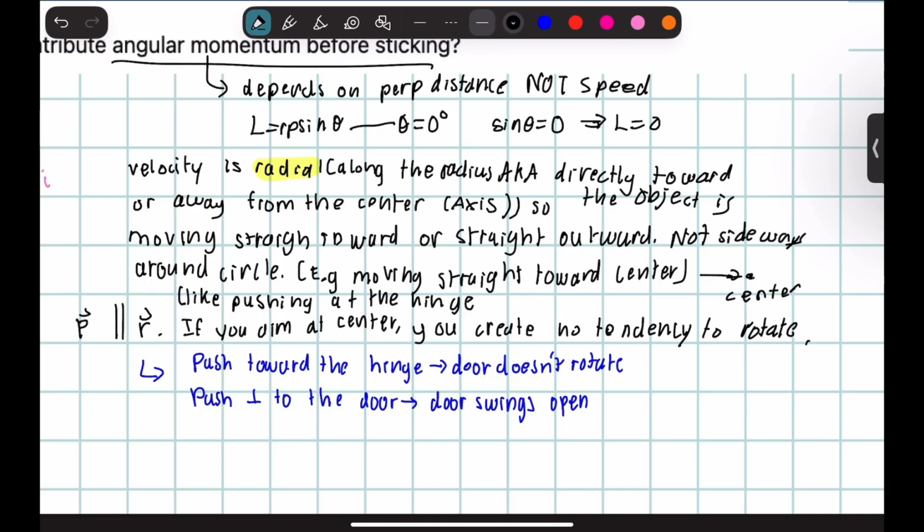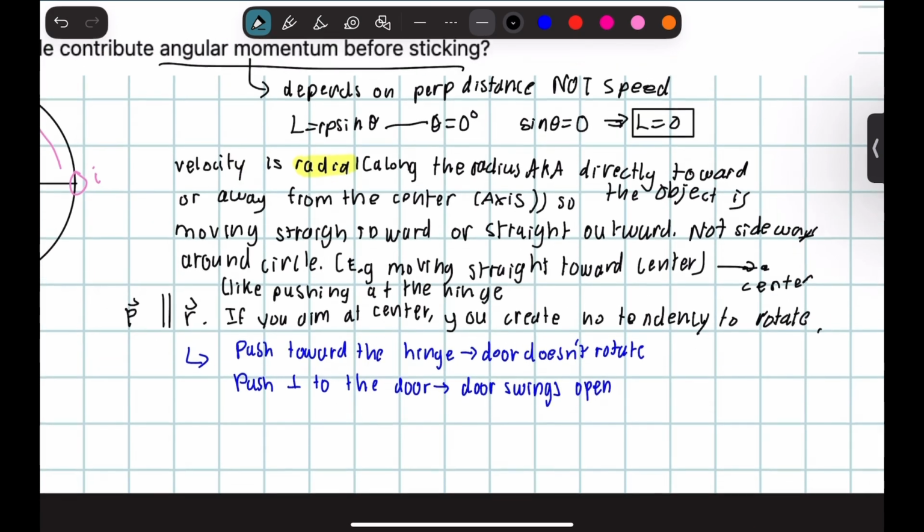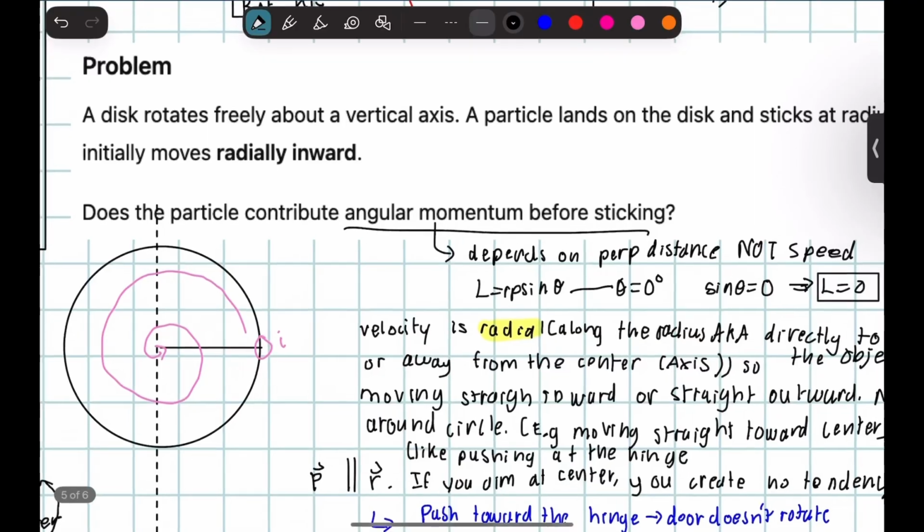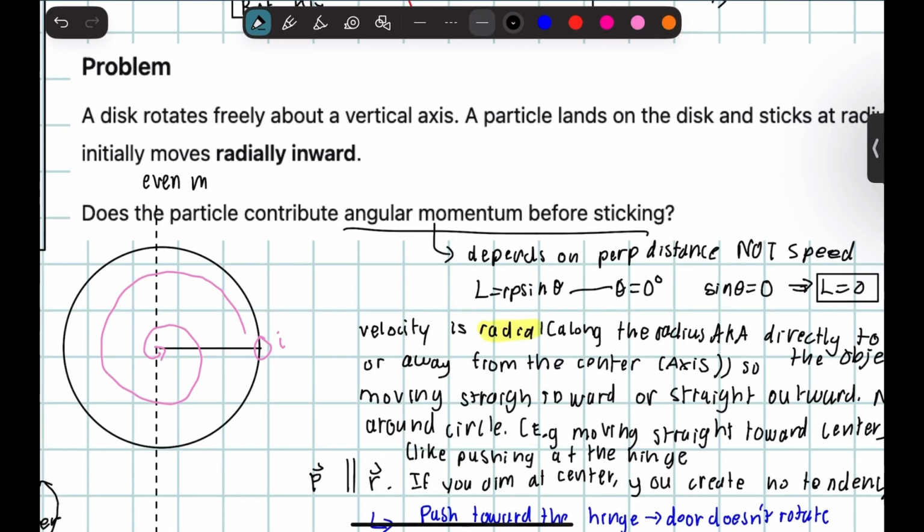So that's why L is equal to 0 here, because theta is equal to 0 degrees. Sine theta is equal to 0, so L is equal to 0. And even moving objects can have 0 angular momentum.